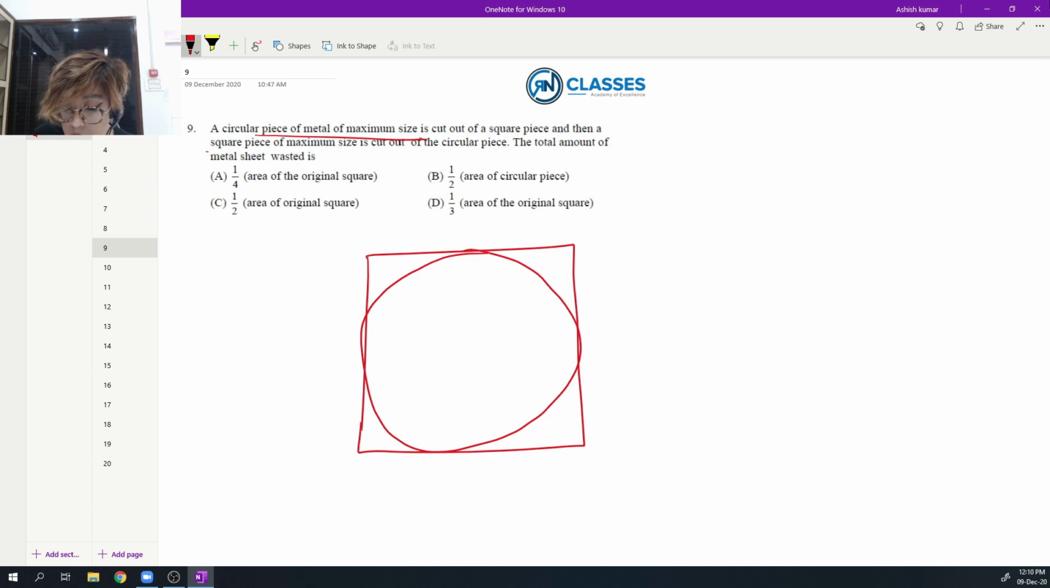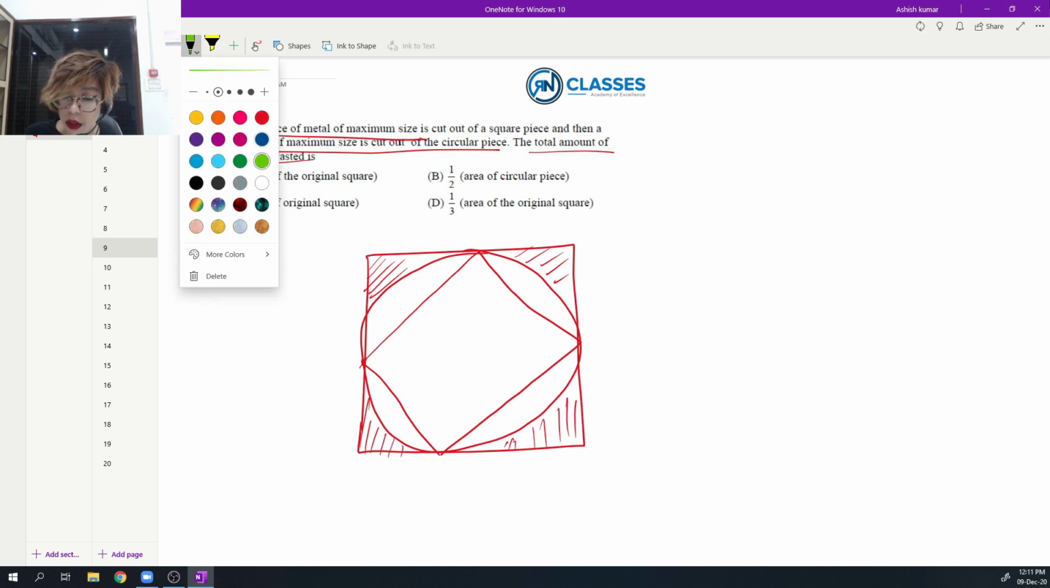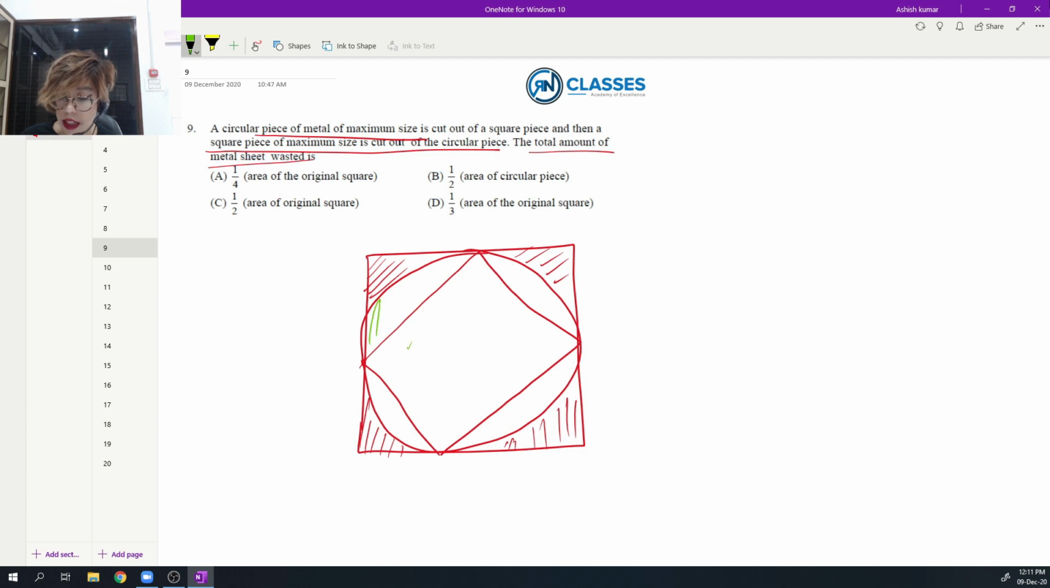Then a square sheet of maximum size is cut out of the circular piece, right? So now from here I have to make a square of maximum size, so my square will look something like this. I know it doesn't look right, but okay, consider it. Now, total amount of metal sheet wasted. First, when I cut the circular piece, this part got rejected. This part was wasted. And when I cut out the inside square, I wasted this part. So the total area wasted is nothing but, as you can see, the area of the big square minus the area of the small square.